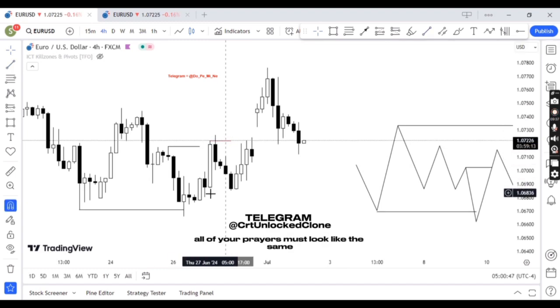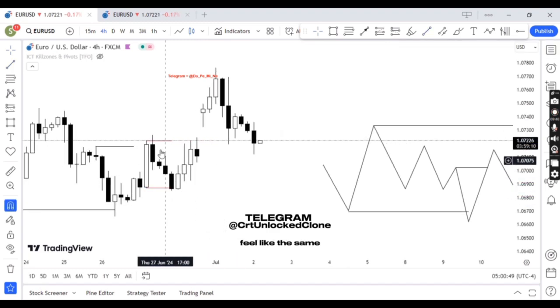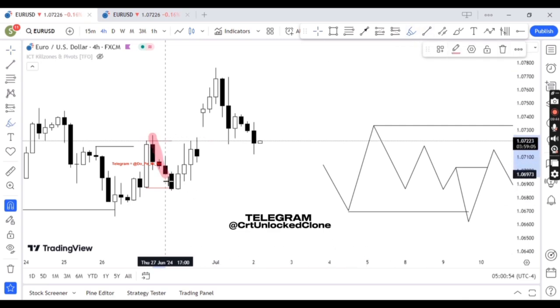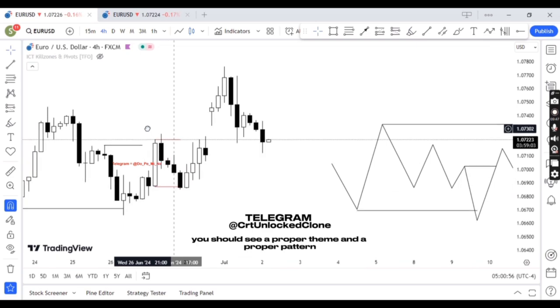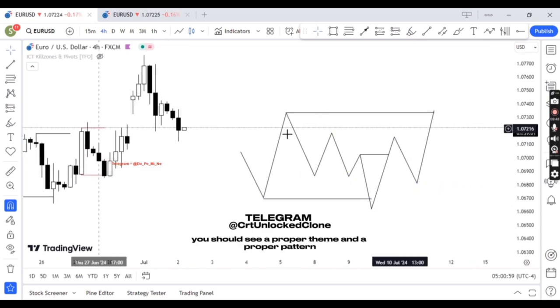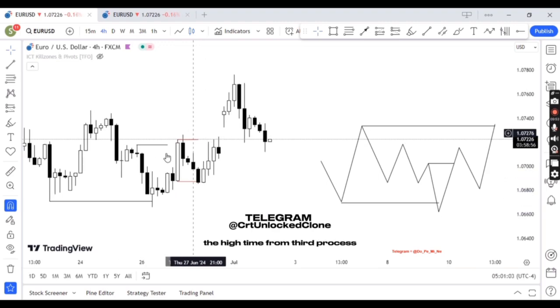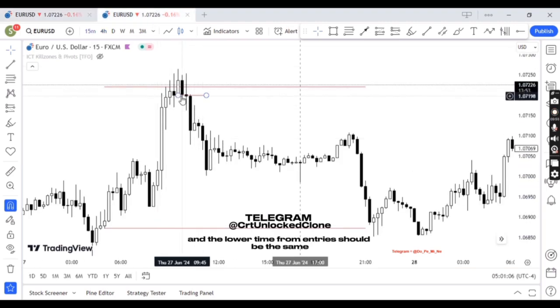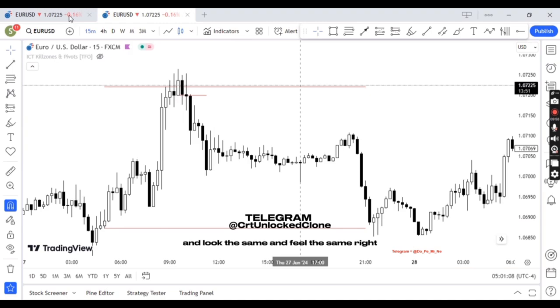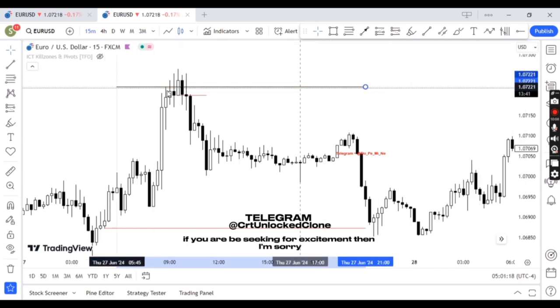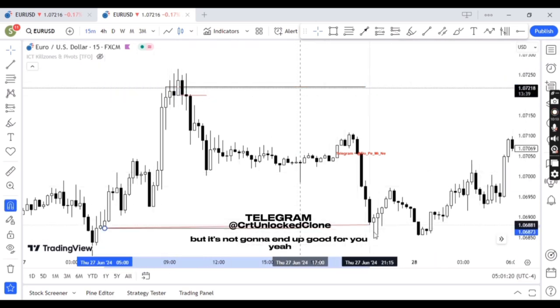All of your trades must look the same and feel the same, so they're going to be boring as fuck, right? This is exactly what your aim should be. You should see a proper theme and a proper pattern behind your trades, and the higher time frame thought process and the lower time frame entries should be the same and look the same and feel the same. That's your aim as a trader. And obviously it's going to be boring, it's going to be repetitive, and that's exactly how it's meant to be. If you're always seeking excitement, then I'm sorry, but it's not going to end up good for you.